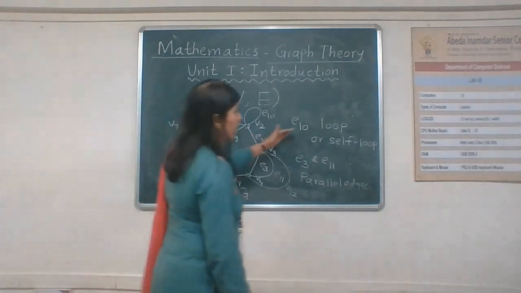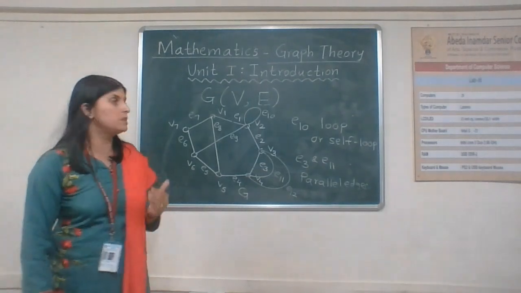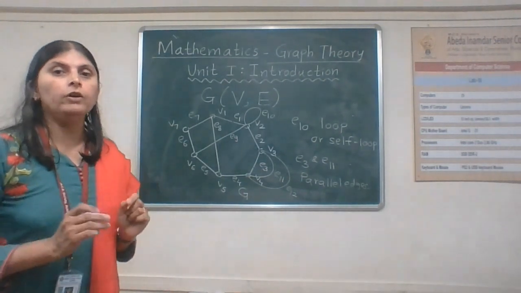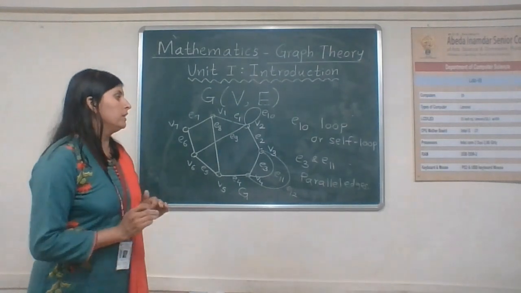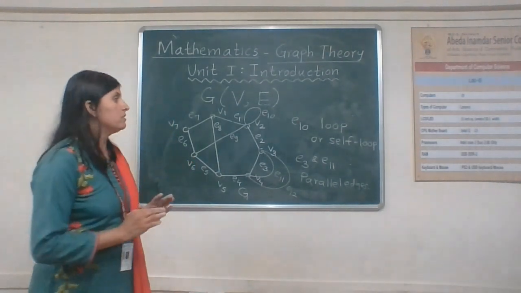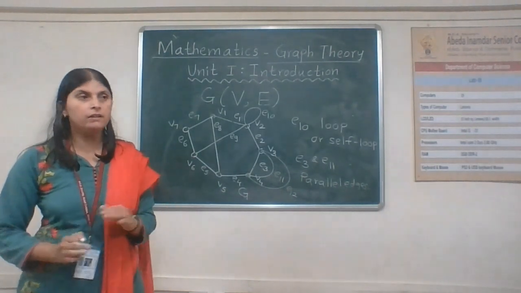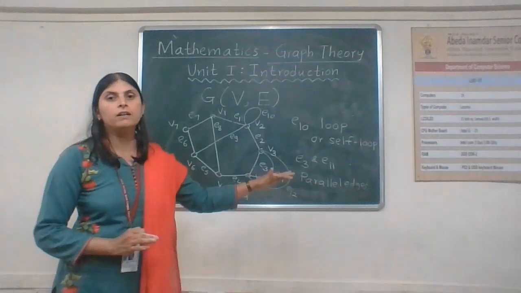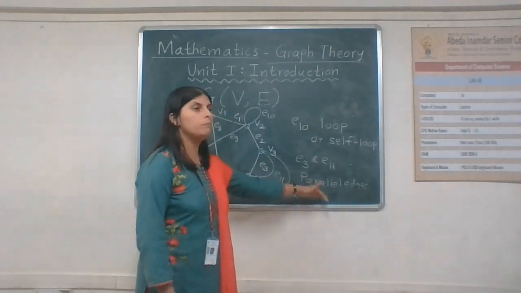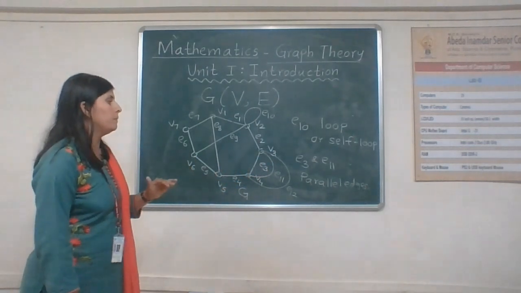Now, considering the concept of self-loop and parallel edges, there is a concept of simple graph. See, what is the meaning of simple graph? If the graph does not contain self loops as well as parallel edges, then it is called a simple graph. Means a simple graph neither contains loops nor parallel edges. If any graph contains either loops or parallel edges, then that graph is called a non-simple graph.